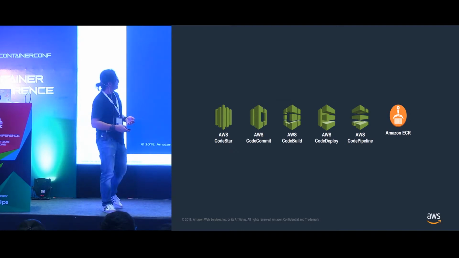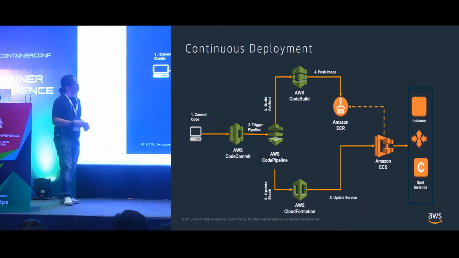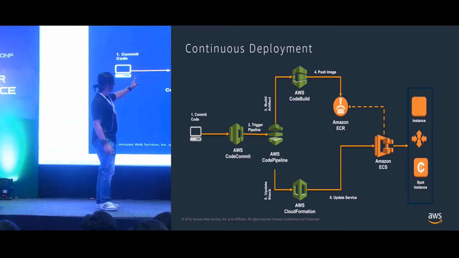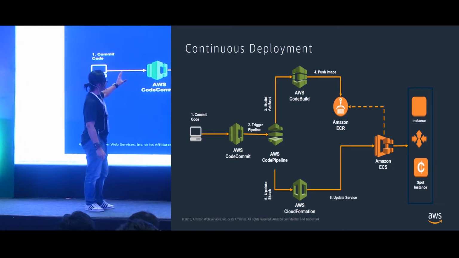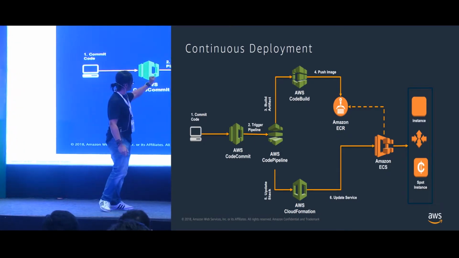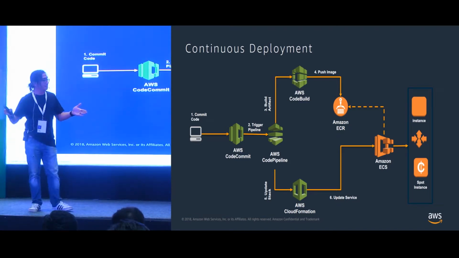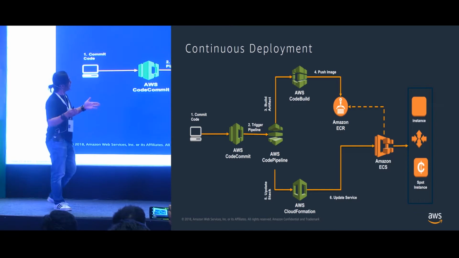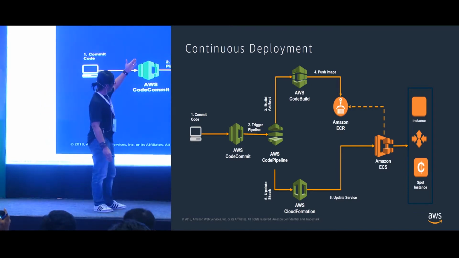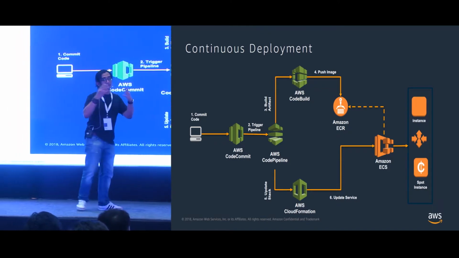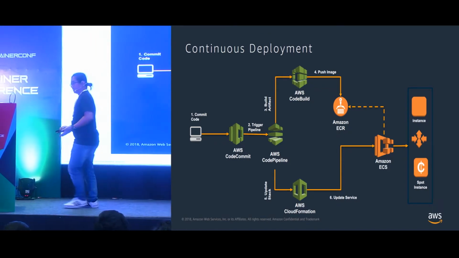And this is the diagram. This is the continuous deployment. You commit your code into CodeCommit or GitHub, and then it sends webhooks to CodePipeline. In CodePipeline, you can have two parallel branches that define the workflow for each branch. On top, you can have CodeBuild push the image to Amazon ECR, and then CloudFormation will update the stack and update the service in Amazon ECS, and there you have it.